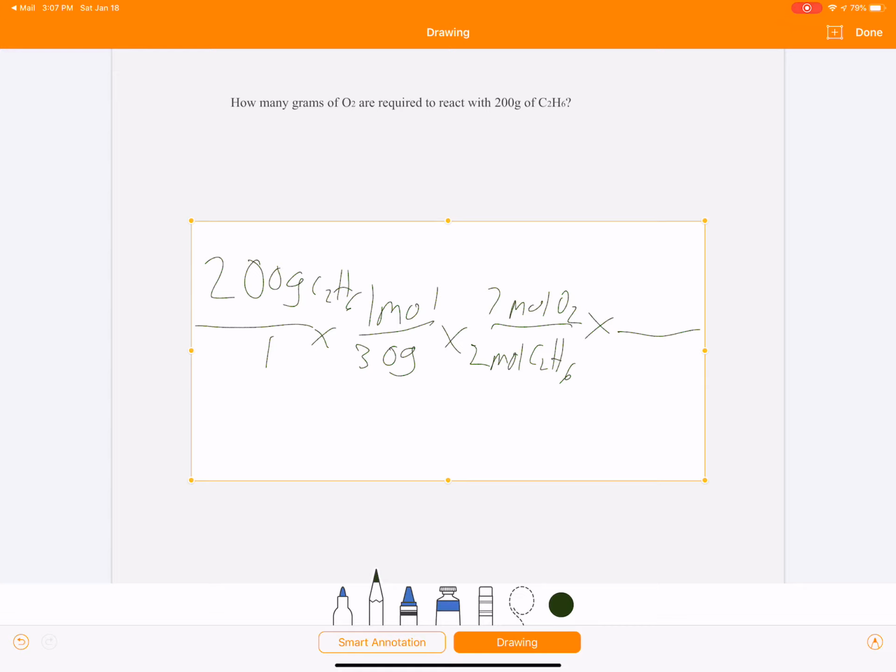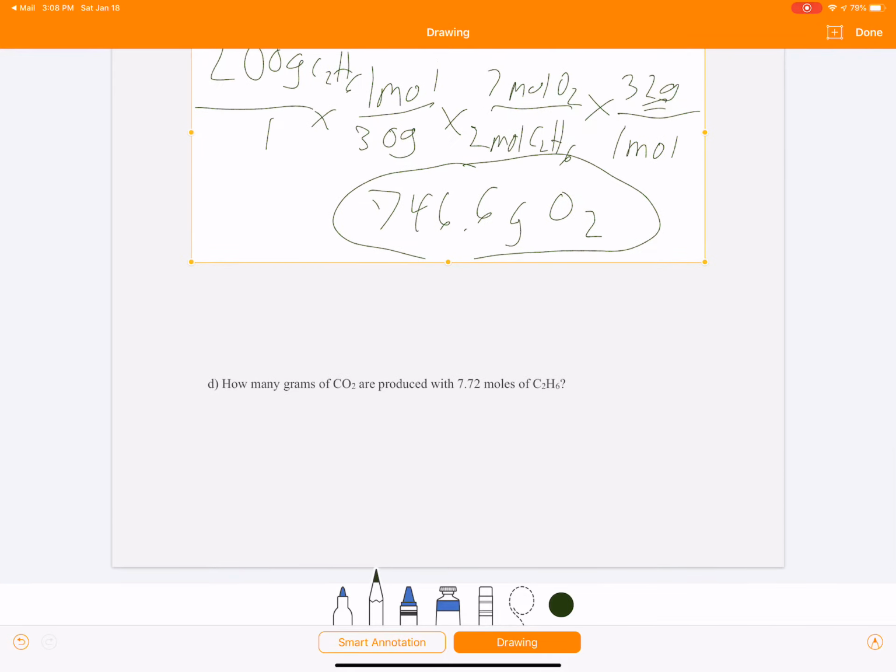And now I'm just looking for grams of oxygen. So 1 mole of oxygen gas, 32 grams. Notice I put 32 grams and not 16 grams. It's a diatomic gas, so 16 times 2, 32 grams in a mole. And our answer here is a big number, 746.6 grams of O2. Once again here, you can look at this. Your answer makes sense. You need more oxygen gas to react than C2H6 gas to react in order to have a reaction. So here you have 200 grams of C2H6, but you have more grams of O2. That makes sense.